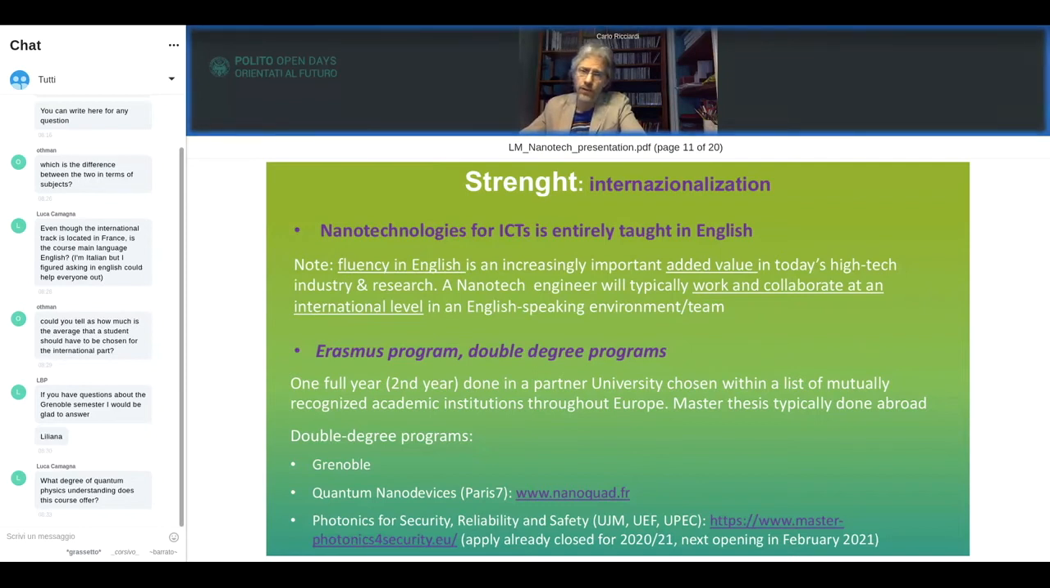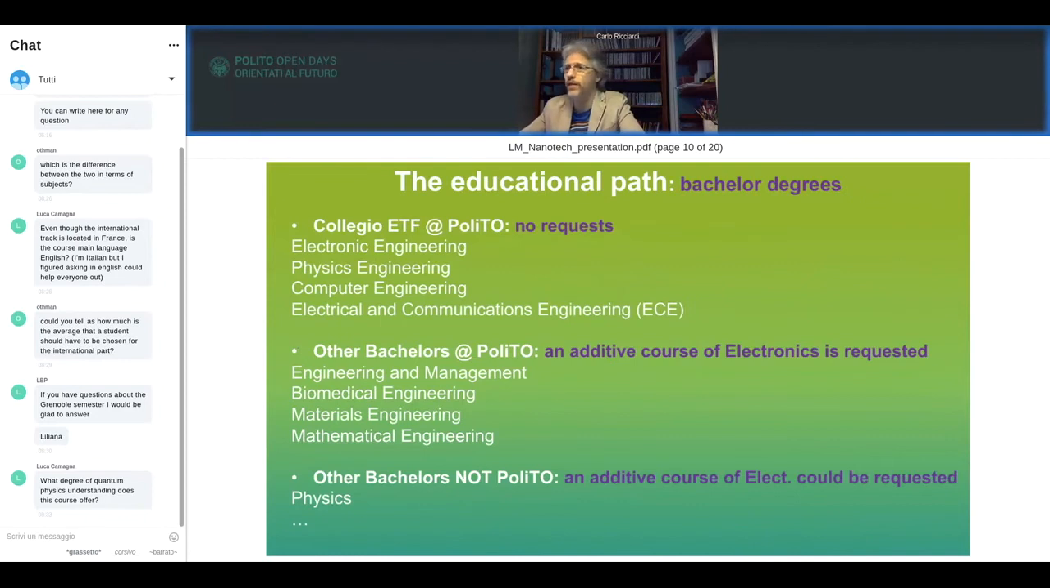What degree of quantum physics understanding does this course offer? Well, that is a good point. To go without any gap in knowledge, you should already have a basis of quantum mechanics. I forgot to say, the spring is important. The first course that is really foundational for this kind of course is called solid state physics.